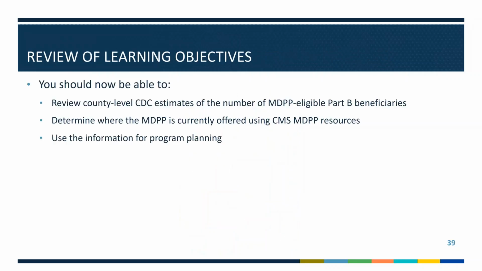We hope this webinar has helped you to understand the steps you can take to inform MDPP planning efforts: reviewing national maps for county-level CDC estimates of the number of MDPP eligible Part B beneficiaries, determining where the MDPP is offered in your state or local area using CMS resources, and using the information for program planning purposes to potentially increase access to, awareness of, and enrollment in the Medicare Diabetes Prevention Program.